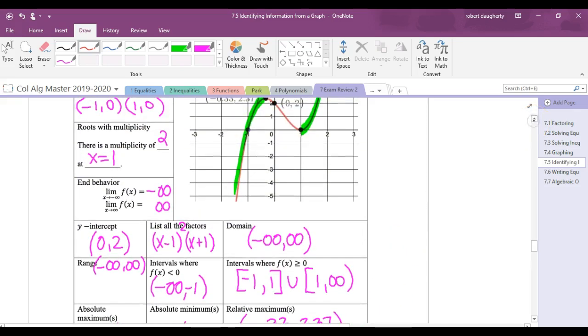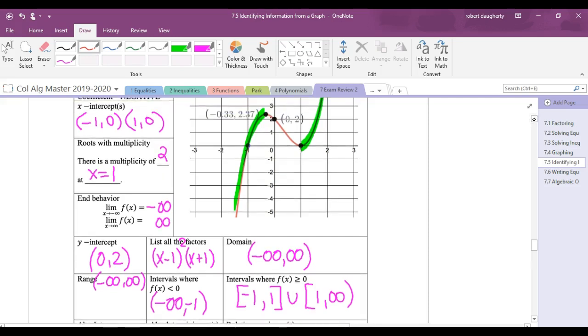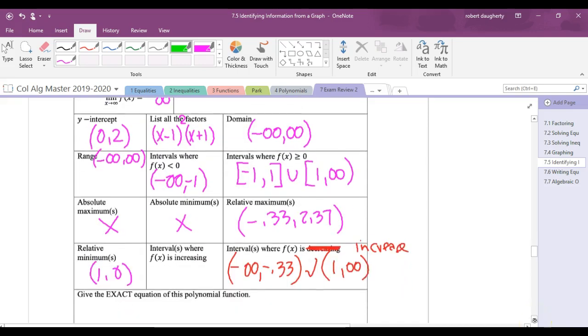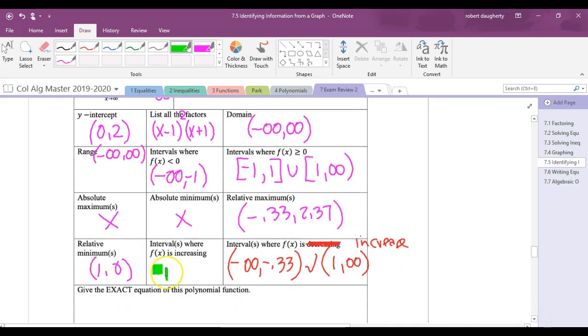So this guy is decreasing on this interval from right here. That's negative 0.33 to 1. So that is my decrease, and I got them backward.